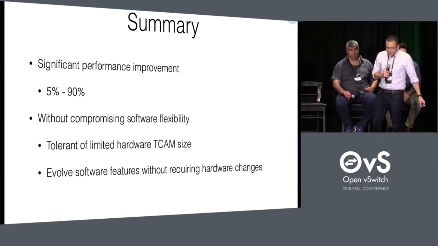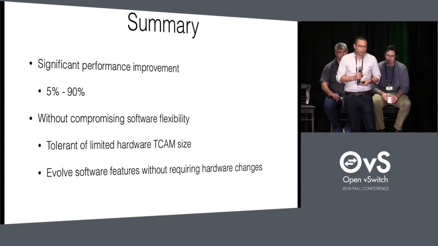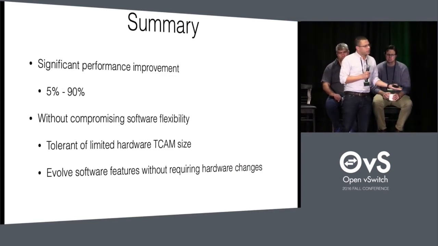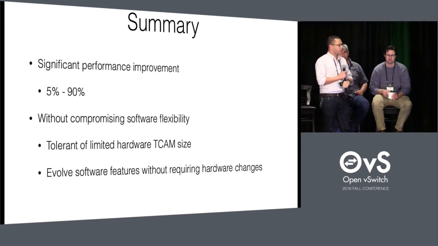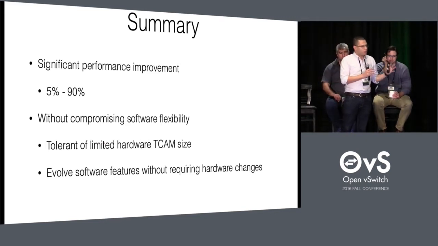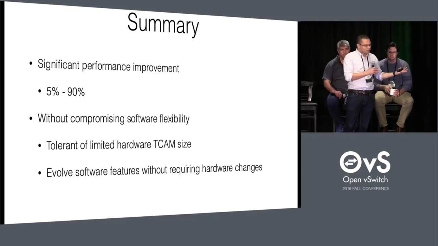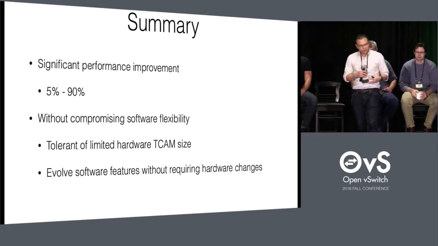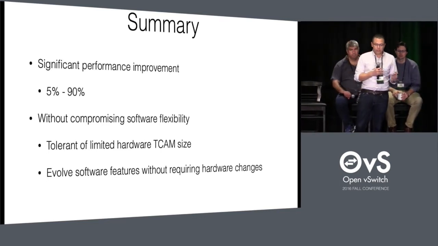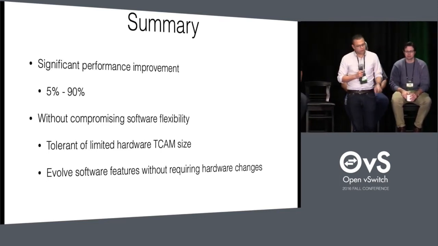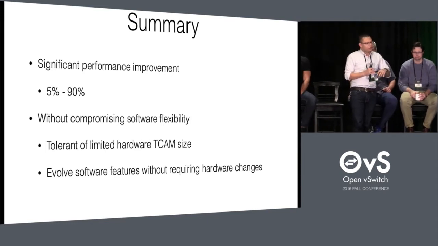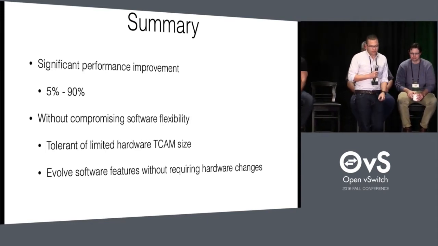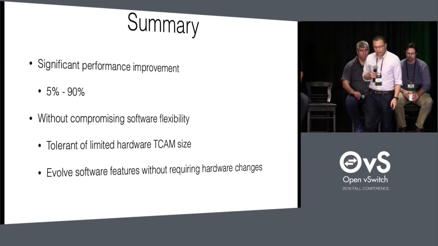So in summary, in our evaluation for the research paper, we saw somewhere between a 5 and 90% performance improvement on complex pipelines. We were doing AES encryption, connection tracking, NAT, but we were still able to benefit from TCAM offload, and we were able to do this without sacrificing the flexibility that software gives us. I think that's all I got.